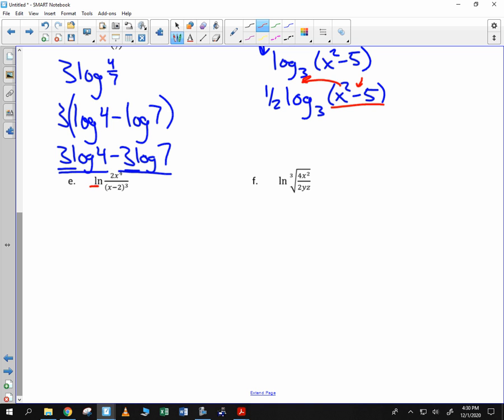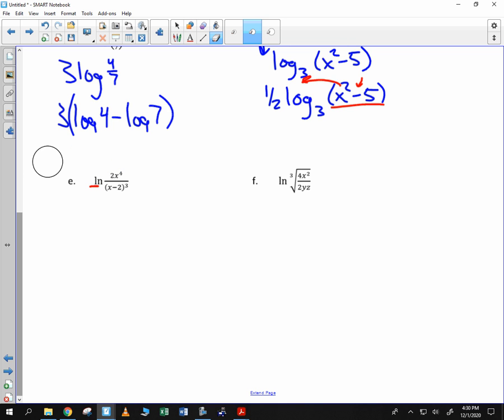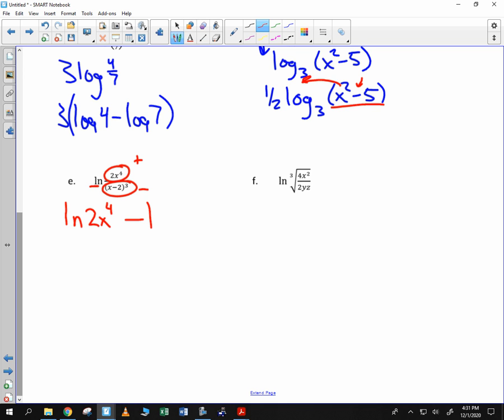Natural log, things don't change, but I want you to consider what's happening here. This is a little bit more involved problem. These are in the numerators up here, so these are going to end up positive, and this is in the denominator, so it's going to end up negative. So I'm going to write as the natural log of 2x to the 4th, and then minus the natural log of x minus 2 cubed.